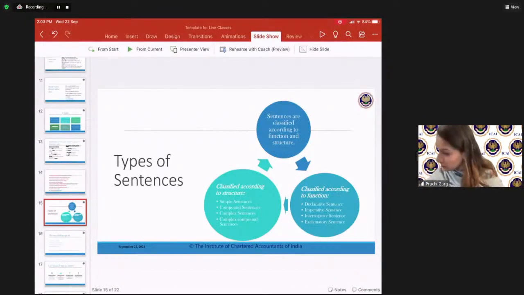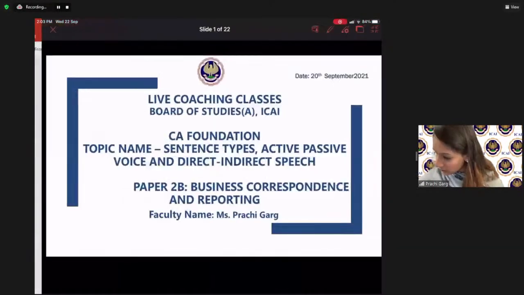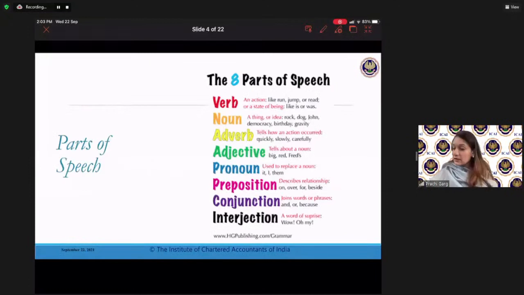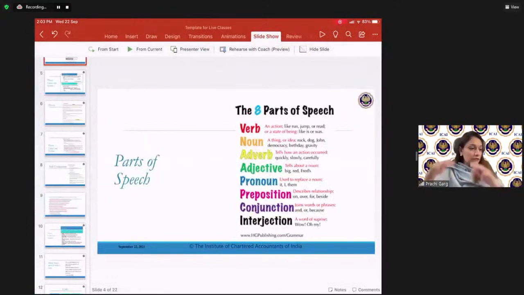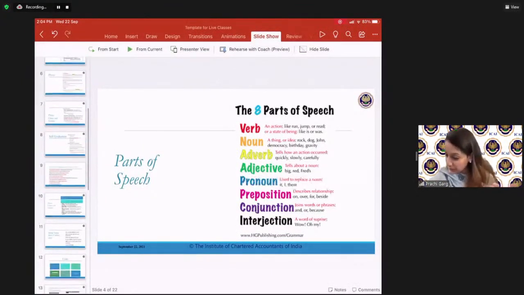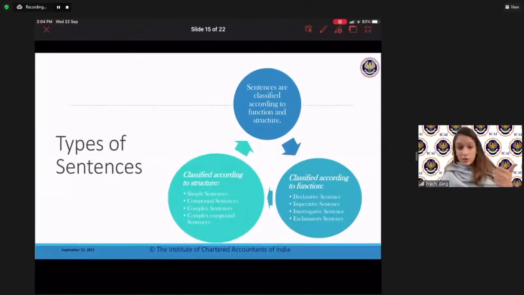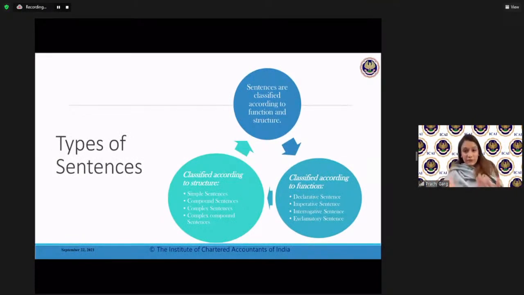Okay, so this is the one. I'm so sorry, wait. So sentence types are basically, when you know what sentences are, sentences are basically of two types. We define and classify them into two types. One is based on the structure and one is based on the function, right?